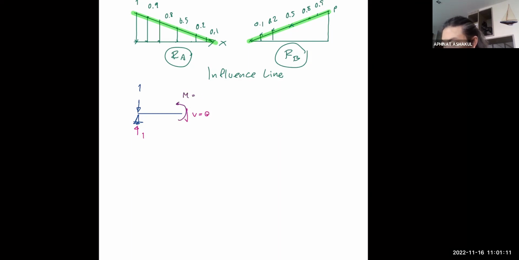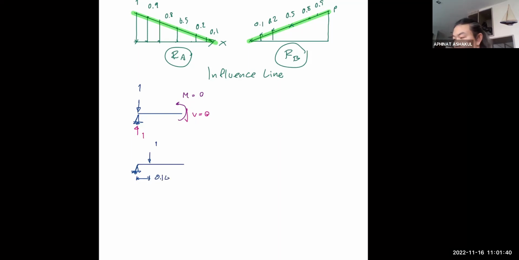Moment is also 0. I don't like purple, but somehow I think it's going to give you a clear picture. Now, let us move the load. Maybe I will try to write bigger. Now your load is here.